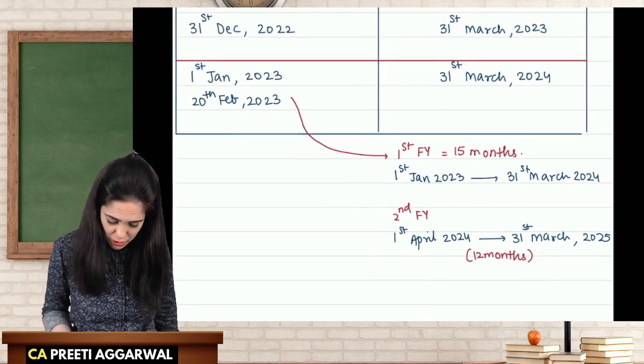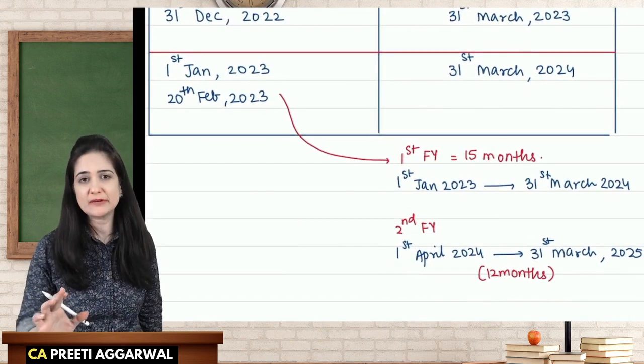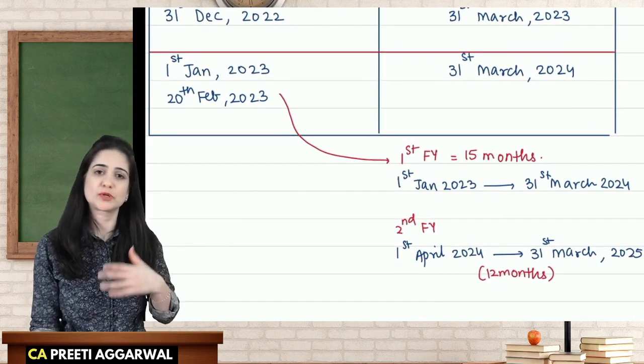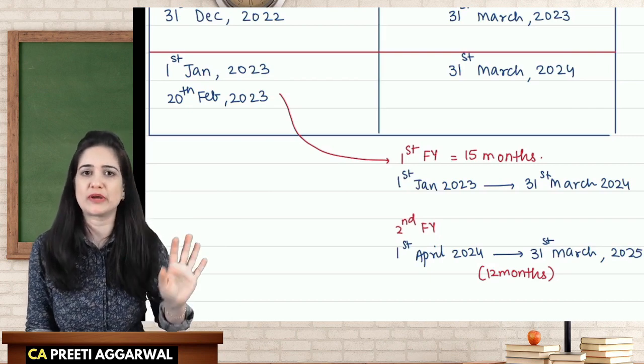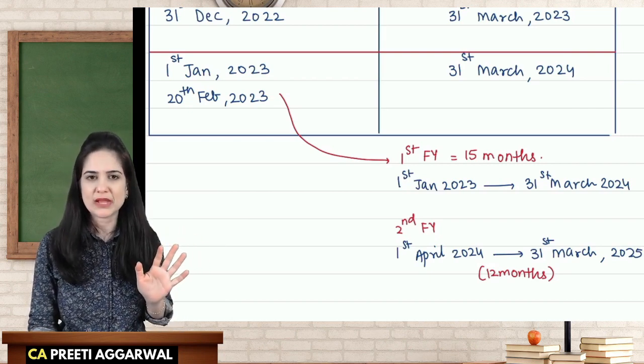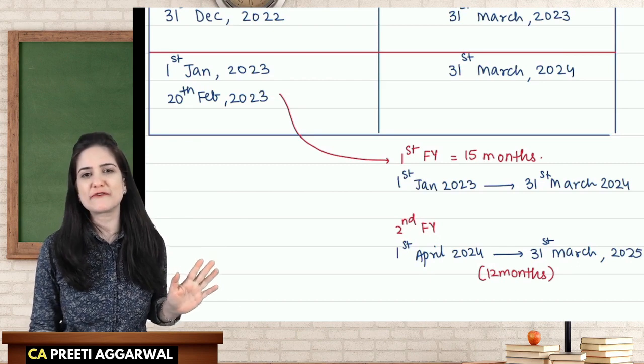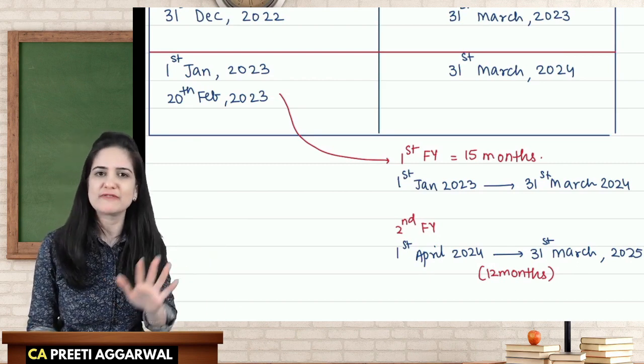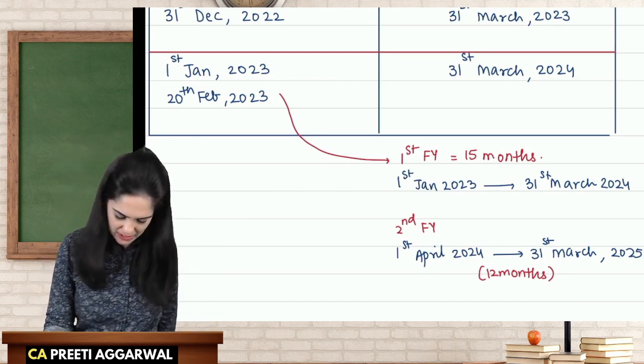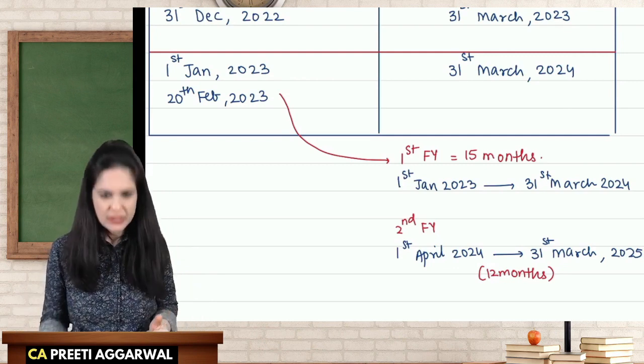So just because your first financial year was of 15 months, don't be under the impression that your subsequent financial years will also be for 15 months. Only the first financial year is of 15 months, the subsequent will be for 12 months only. Okay. And it will be so on.